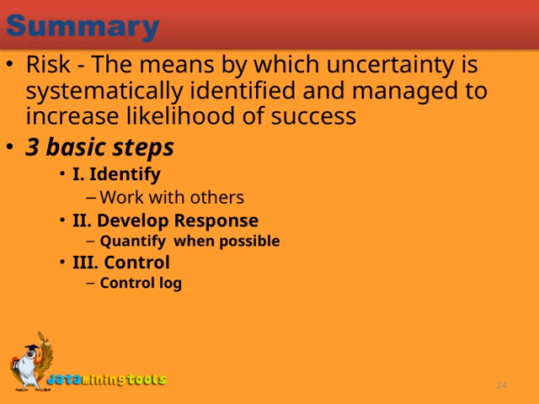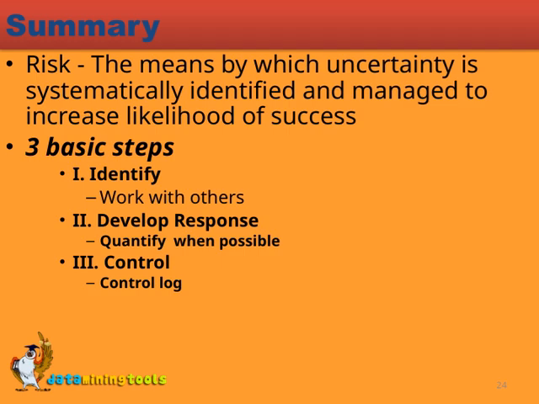There are 3 basic steps we follow in this process. First is identify. This means we work closely with others, team members, stakeholders, anyone involved, to spot potential risks early on. Collaboration is essential here because different perspectives can reveal risks we might overlook alone. Next is develop response. Once we've identified risks, we analyze them, and whenever possible, try to quantify their potential impact. This helps us prioritize which risks need more urgent attention and guides us in crafting effective responses.